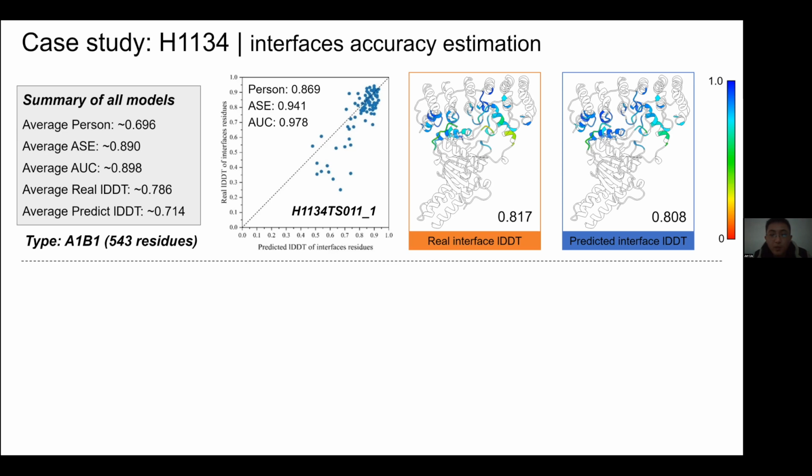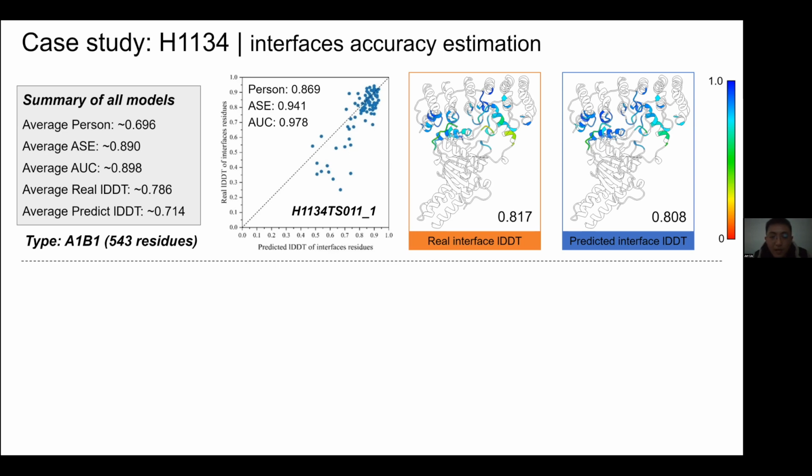The average Pearson correlation of DPMQ3 on our models is about 0.696. The average ASE is about 0.89, and the average AOC is about 0.898. Taking a predicted model as an example, it can be found that the correlation, ASE and AOC of the predicted interface residue LDDT and the real value are very high, and the predicted accuracy is close to the real accuracy on most interface residues.